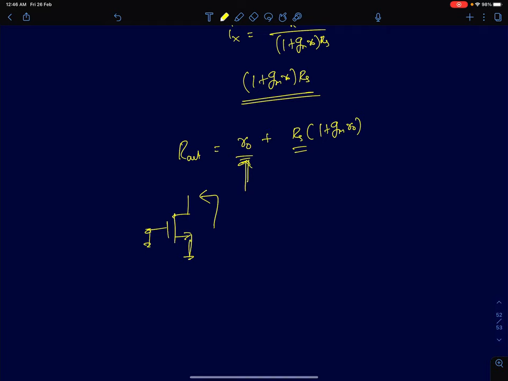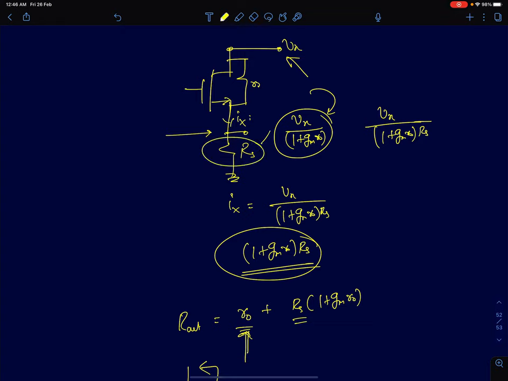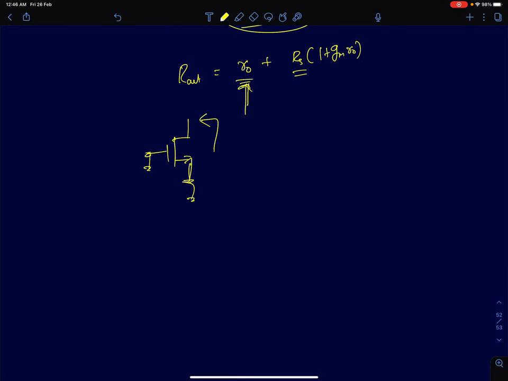If you assume Rs is really large, then I gave you an intuitive way of how to derive the output resistance without resorting to many KCLs and KVLs, or the brute force method. And we looked at it intuitively, the voltage here should be 1 by GMR0 times this. So the current can be found from that, and we said it is Rs into 1 plus GMR0. The important thing to observe here is that the output resistance of this amplifier is a multiplied version of Rs. It looks as though Rs is getting amplified when I look at the drain terminal. That's it. So that's the output resistance of a common gate amplifier if you include R0.